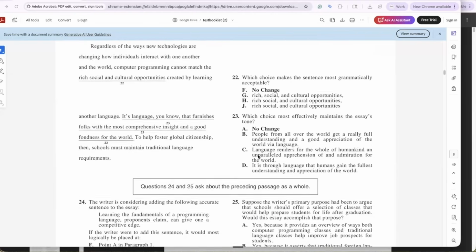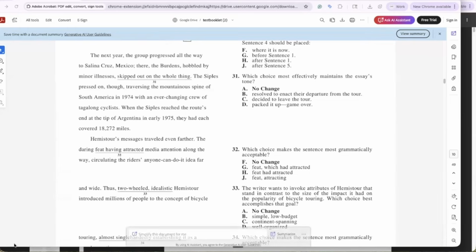And then number 31 is the last one we're going to cover, and that's also tone. Which choice most effectively maintains the essay's tone? Let's see which ones sound ridiculous. A: skipped out on the whole thing. I hope you would not put that in your English essay, so we're just going to eliminate that. B: resolved to enact their departure from the tour. That's kind of a lot of words, but we'll see. D: decided to leave the tour, and then packed up, game over. Dear God, please don't put that in your essay. That sounds like someone needs to hit their word count, and it's way too many fluffy words.